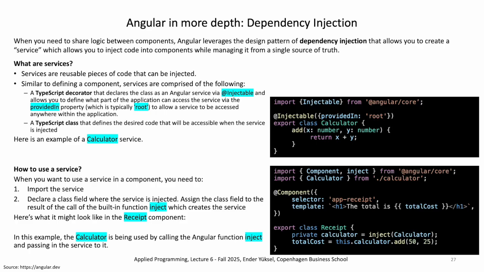Then we use the service. In the line with total cost assignment, we call the add method from the injected calculator service. It passes 50 and 25 as arguments. It stores the result, which is 75, in the total cost property. This executes when the component is created.